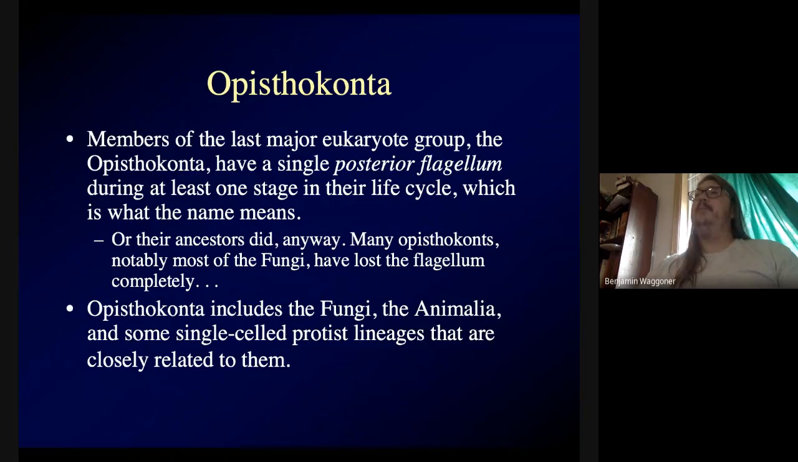Only the earliest branch on the fungus tree still retains the flagellum, a group called the Chytridiomycota. They've still got the flagellum. Most fungi have ditched them completely. There's never a flagellated stage in the life cycle of a mushroom, for example. And so Opisthokonta includes the fungi and the animals and some single-celled protists that are more closely related to them than to anybody else.